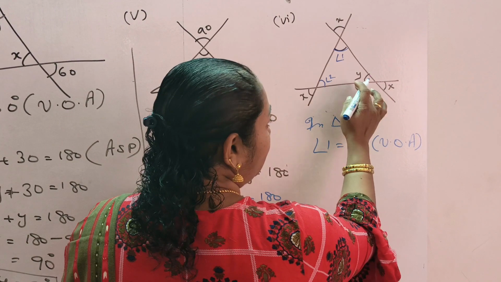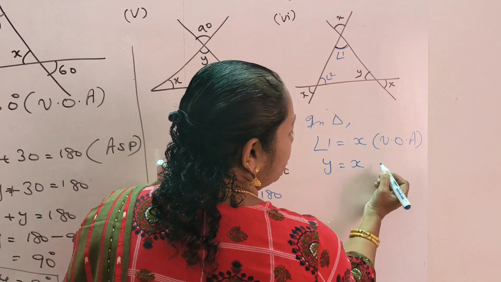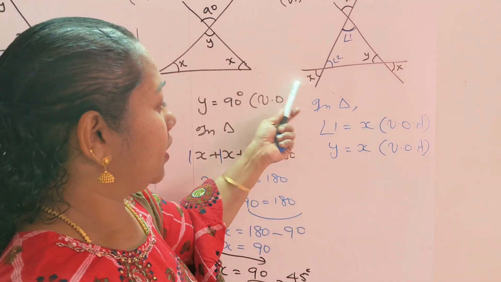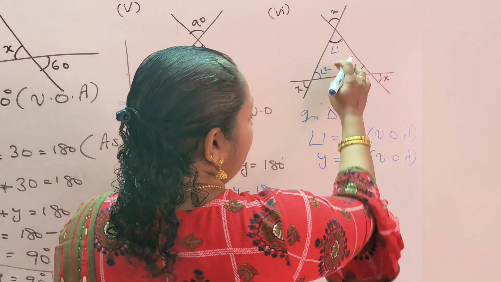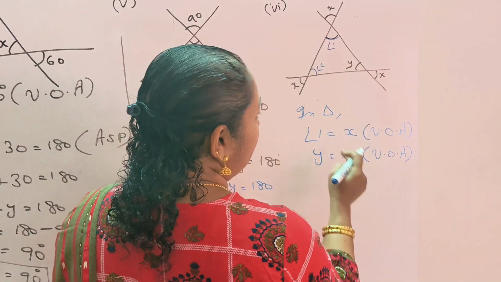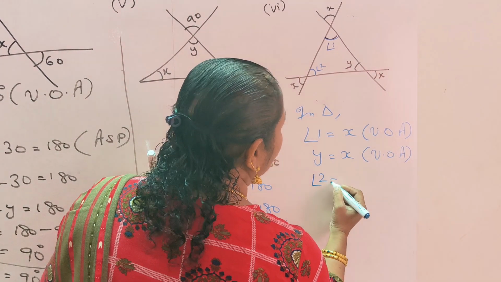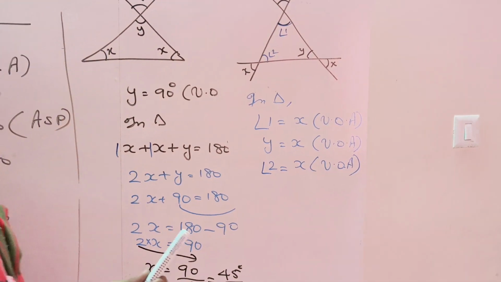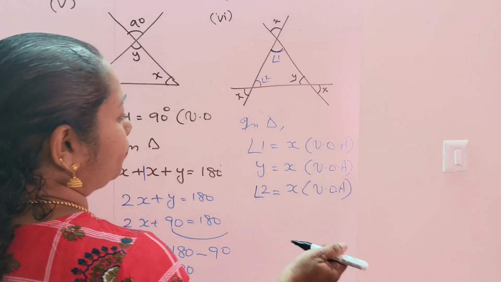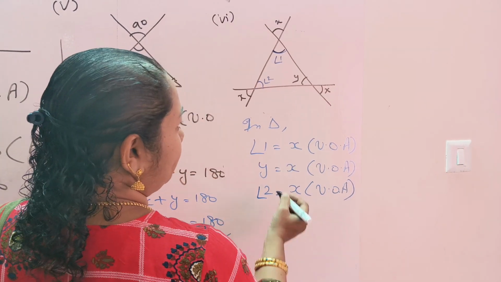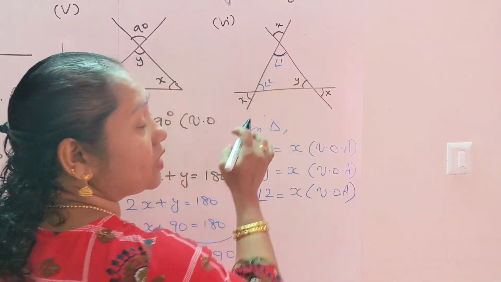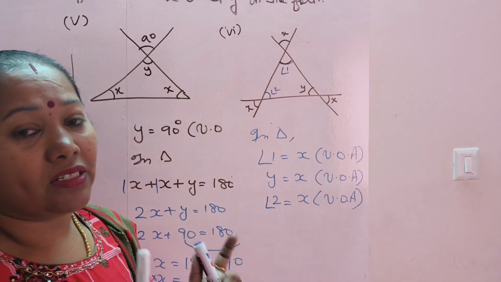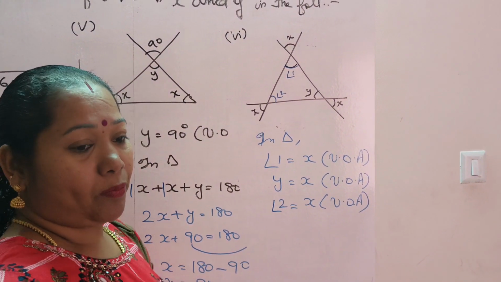Again here also y is equal to x. Again the reason is vertically opposite angles. Right. Now let us take this one. Angle 1 is given. Angle y is given. Now angle 2: let angle 2 be equal to x. The reason is vertically opposite angles. Right. Now next, what will we do? Now we have to add the angles which are inside the triangle for the angle sum property. So we are applying the angle sum property here again.